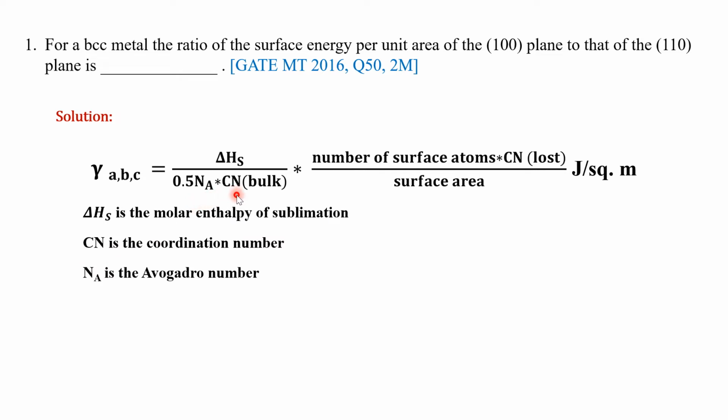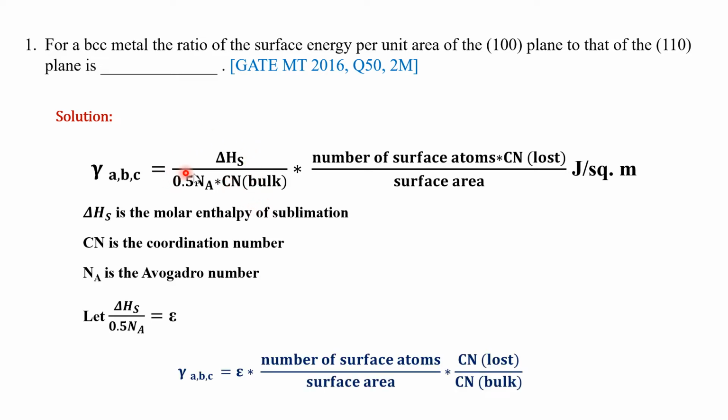And here we can see there are two coordination number values. One is the coordination number of the bulk, and one is the coordination number that is lost while we are considering a given plane. Also, we need to know the number of surface atoms as well as the surface area of the given plane. So if you see this particular equation, delta H, 0.5 and Na are constant. Actually, Cn is also a constant for a given crystal, but in case we are comparing different crystals of a material, it is necessary that Cn should be present in the equation.